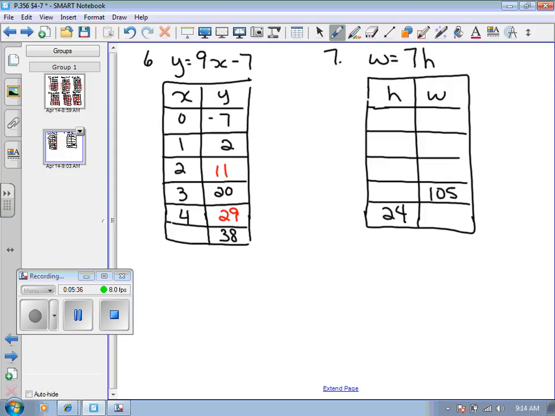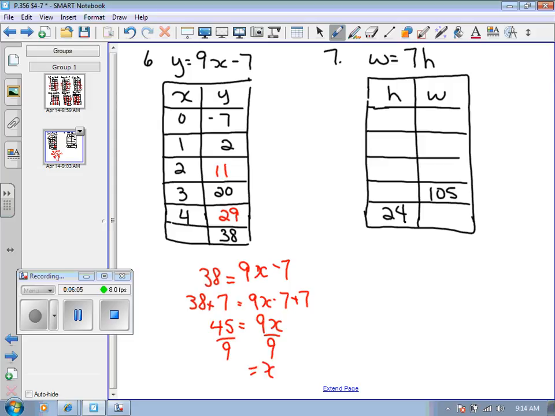Okay, now they give us the answer, and they want us to find what value x would be. So let's go 38 equals 9x minus 7. First step is to get rid of the 7, so we're going to add 7 to both sides. Whatever you do to one side, you must do to the other. This equals 45. Now to get the x by itself, we have to divide both sides by 9. So we end up with x equal to 5.